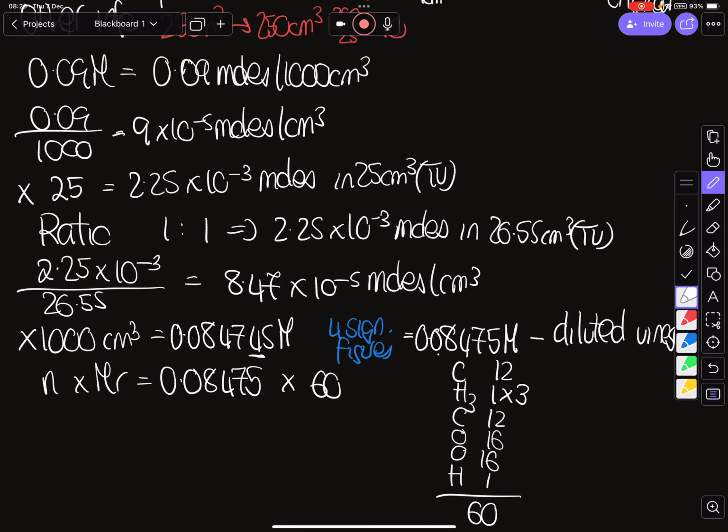So we're going to multiply our concentration by 60. And when I do that to 4 significant figures, I'm getting 0.0847, and then the 7 rounds the 4 up to 5 grams in a litre, and this is my diluted vinegar.